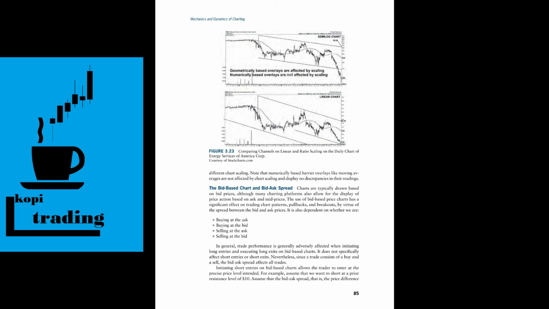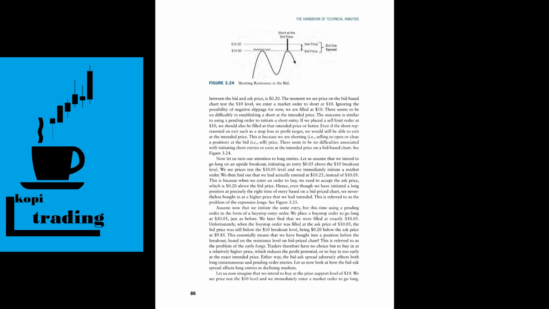Nevertheless, since a trade consists of a buy and a sell, the bid-ask spread affects all trades. Initiating short entries on bid-based charts allows the trader to enter at the precise price level intended. For example, assume that we want to short at a prior resistance level of $10. Assume that the bid-ask spread, that is, the price difference between the bid and ask price, is 20 cents. Figure 3.24: shorting resistance at the bid.